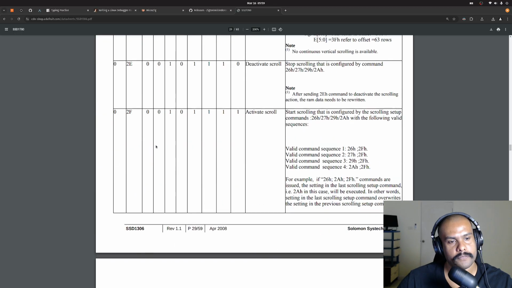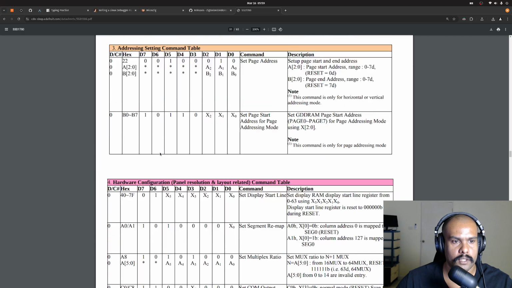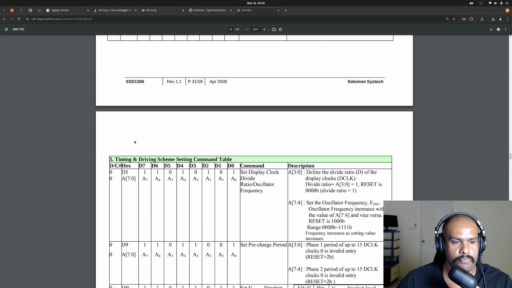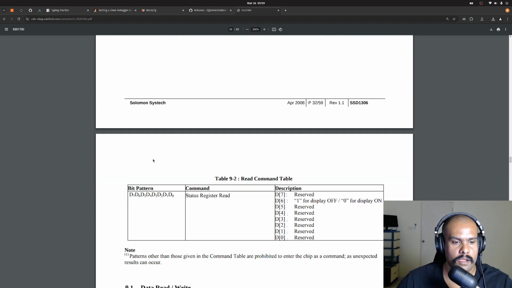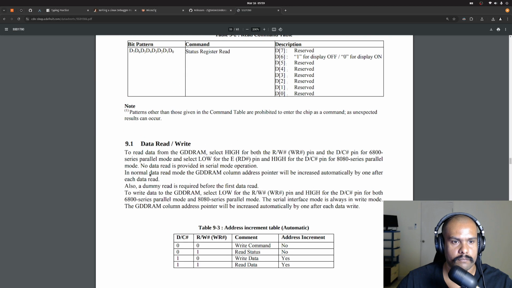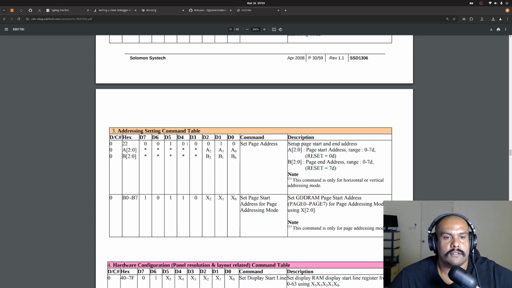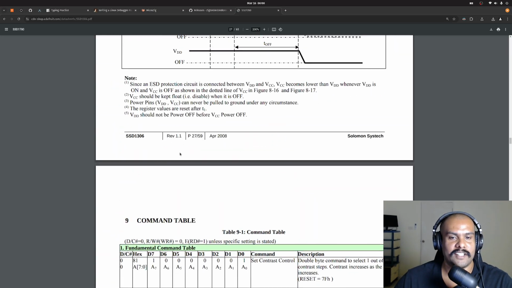Scrolling, scrolling, more scrolling, address setting. Setting command table, hardware configuration, timing and driving scheme setting command table. It's a mouthful. Read command table. Oh, okay. Data read write. I think I should have just started here, but it's fine.